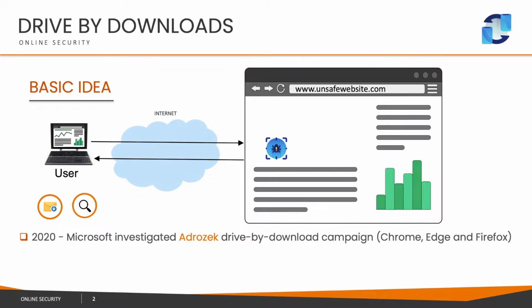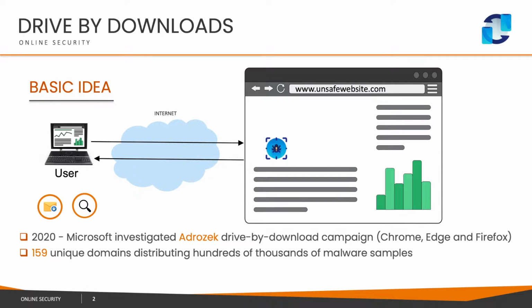Interestingly, as an example, in 2020, Microsoft investigated the Atrozec drive-by download campaign, which infected Chrome, Edge, and Firefox browsers. They carried out an investigation over 4 months, and here are some of the worrying facts that they found out. They identified 159 unique domains, which were continually distributing hundreds of thousands of malware samples.